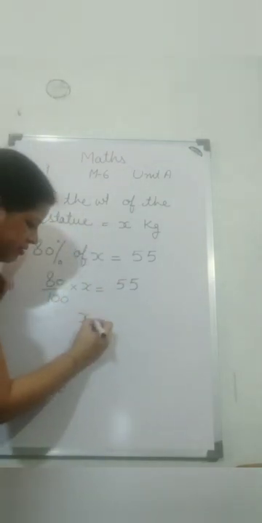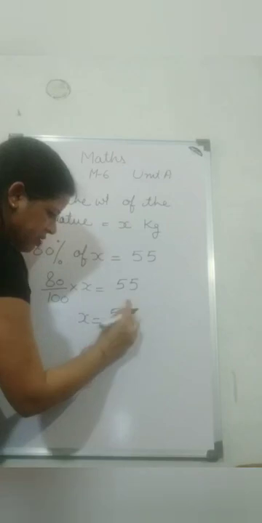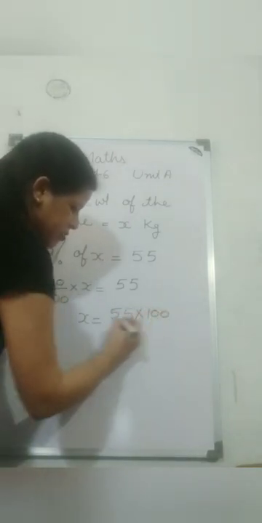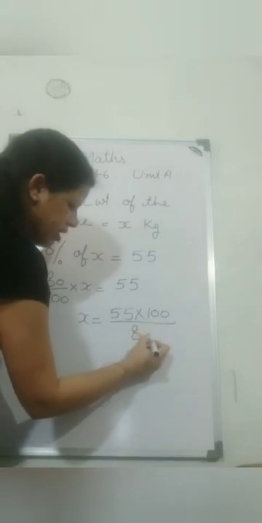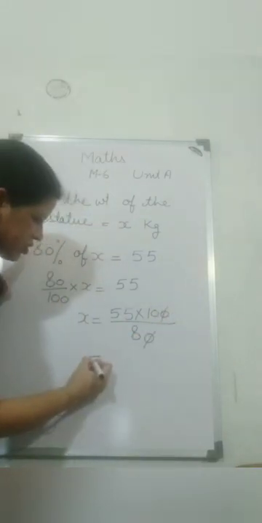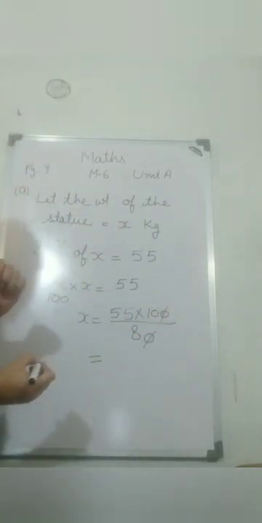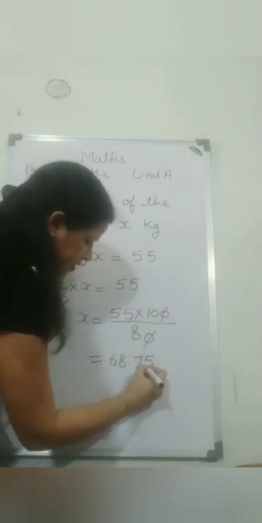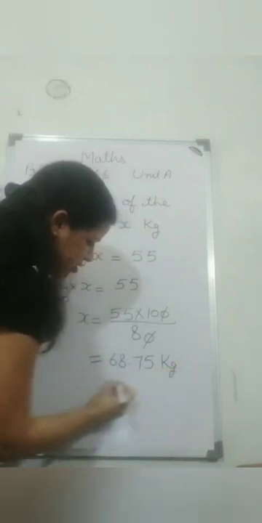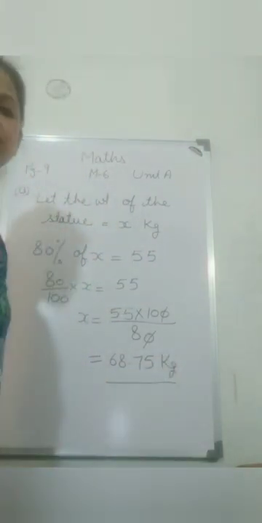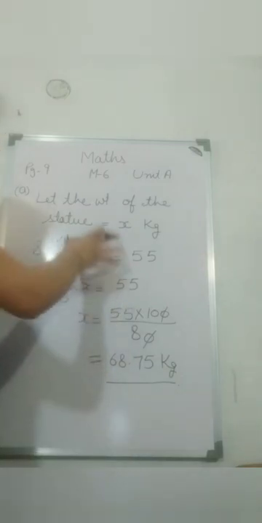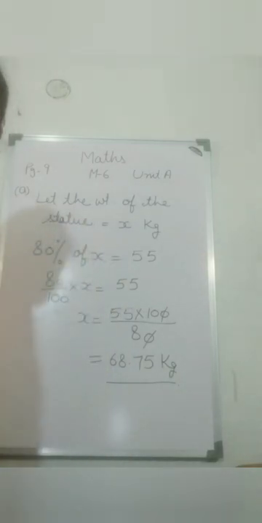So shift this 100 to here and 80. Now write them. So you will get the answer 68.75 kg. So this is the total weight of the statue. In this way you can calculate the weight of the statue. Okay.